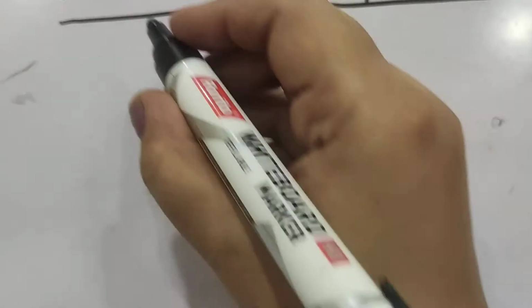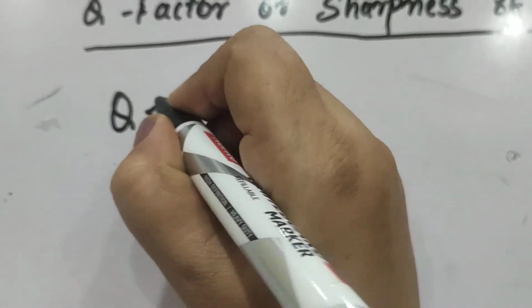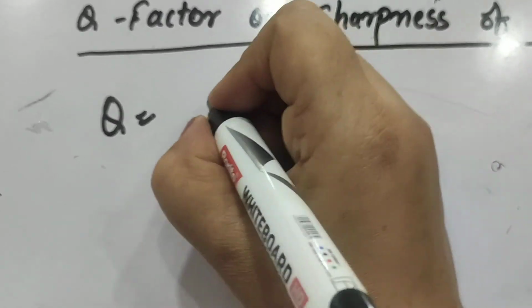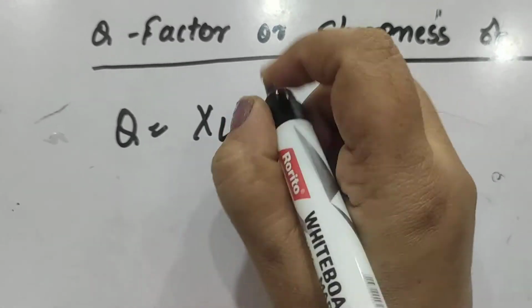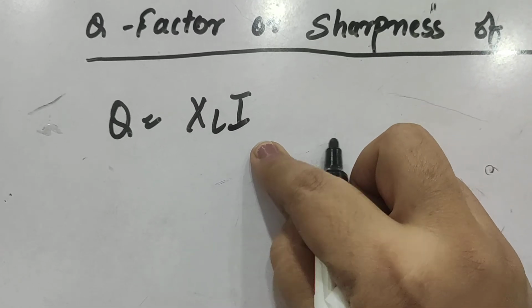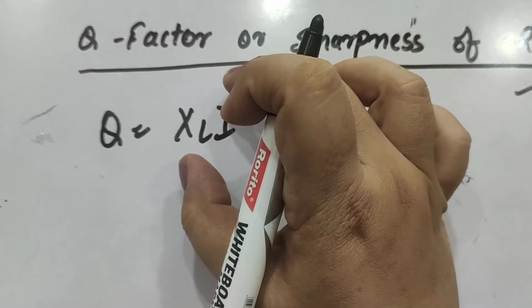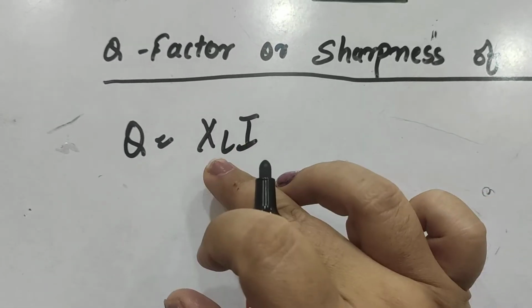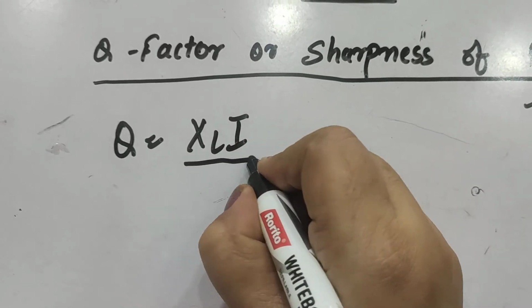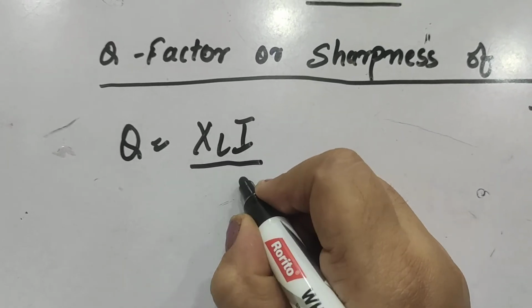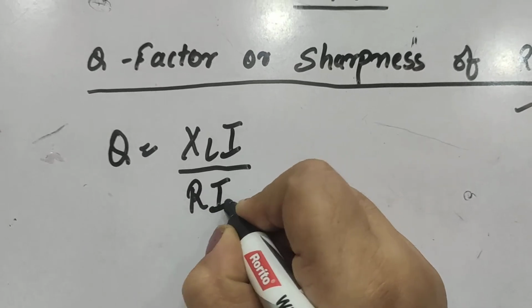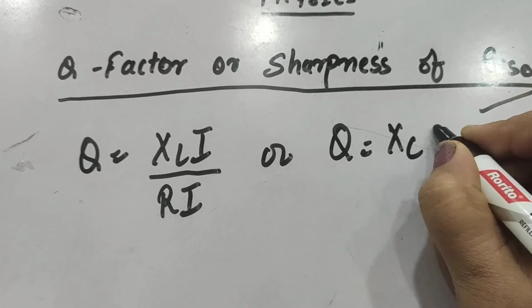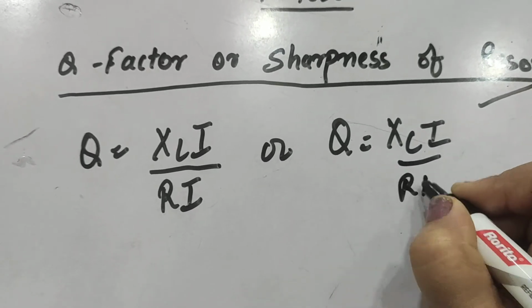Q factor is defined as the ratio of the voltage developed across inductance or capacitance to the applied voltage. So we can write XL into I; resistance into current is voltage. Since this is for the inductive circuit, the voltage across L upon the applied voltage, that is the voltage applied across R, which is R I. Or we can write this as Q equals XC I divided by R I.